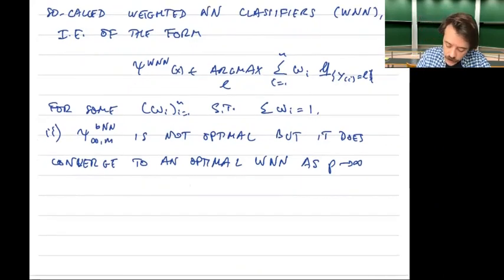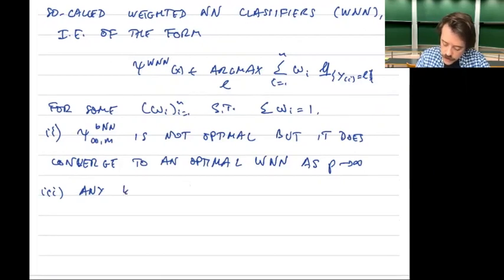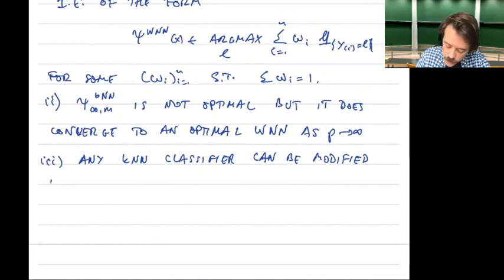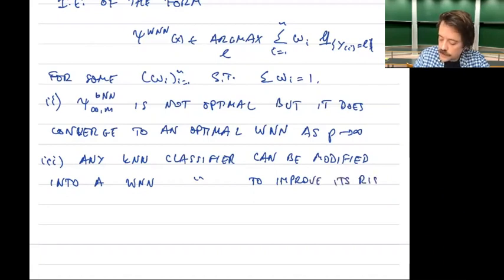Okay, and then the last remark is that any k nearest neighbor classifier can be modified into a weighted nearest neighbor classifier to improve its risk. Okay.